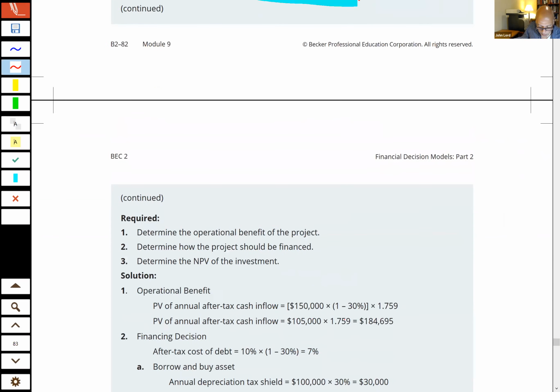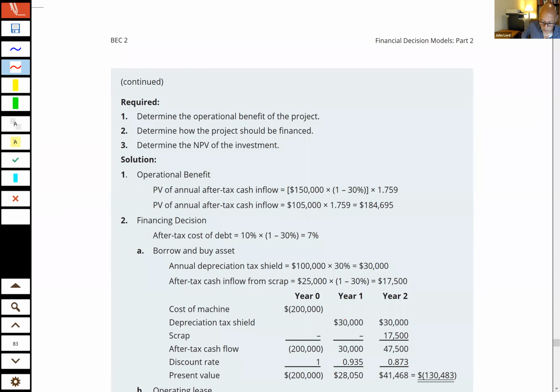So I come over and I'm going to determine the operational benefit of the project. The operational benefit of the project is $150,000 after tax, guys. And this gets a little confusing the way they show that. What you might be asking is, where did that 105,000 come from? That's 70% of 150,000. Took me a second to figure that out when I was looking at this. It's 70% times 150,000.